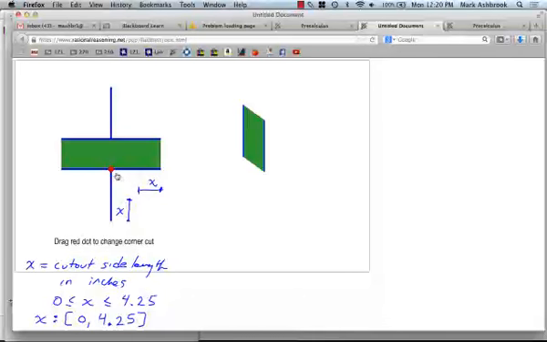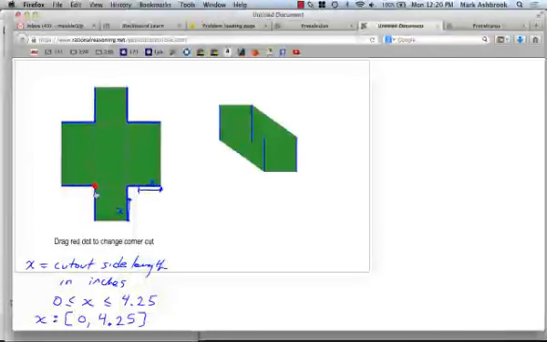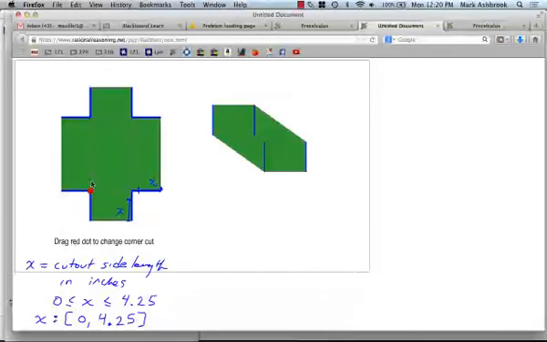Okay, sir, you had another changing quantity back there. What's your name? Naz. The height of the box. Is it changing?